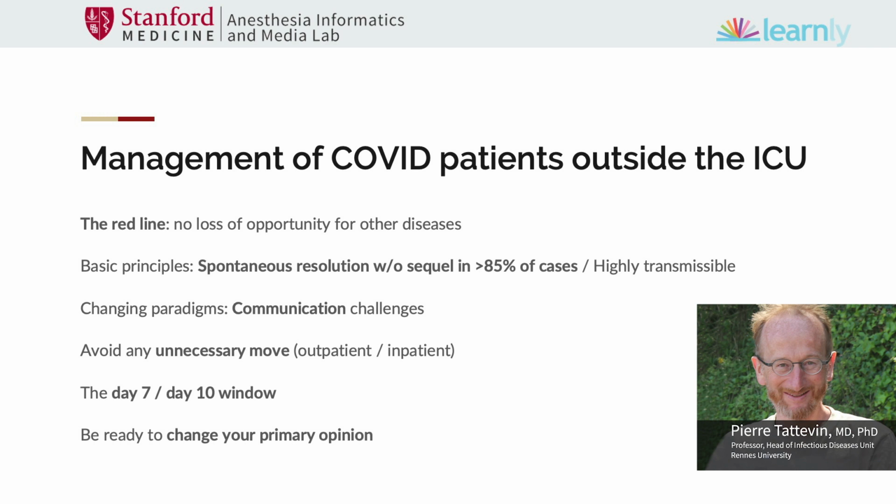So maybe the first one is really a red line: we have to be aware that many other diseases are still ongoing in our community, and the COVID-19 outbreak should by no means be a loss of opportunity for these other diseases. And we have very good signs that there has been some loss of opportunity. For example, myocardial infarction diagnosis has declined last month in France. And it's probably not because there have been fewer myocardial infarctions, but because patients did not come to the hospital to get treated.